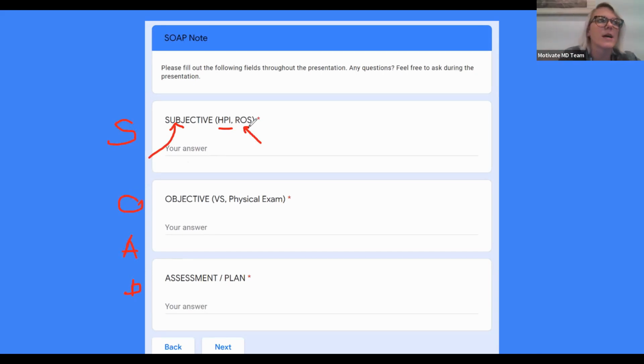So if somebody's coming in with dizziness, we might ask, do they have nausea and vomiting? Have they had headaches? Things like that are pertinent to the chief complaint. All right. Objective is the things that we find, so things like the vital signs and the physical exam findings. Assessment is essentially our differential diagnosis, so things that we think are going on. And then our plan is what we're going to do based on that differential. All right, so this should be fairly simple.